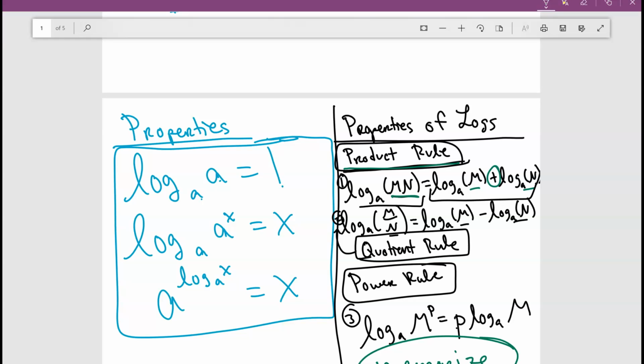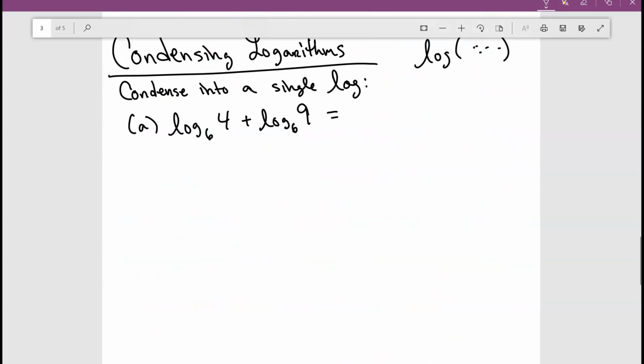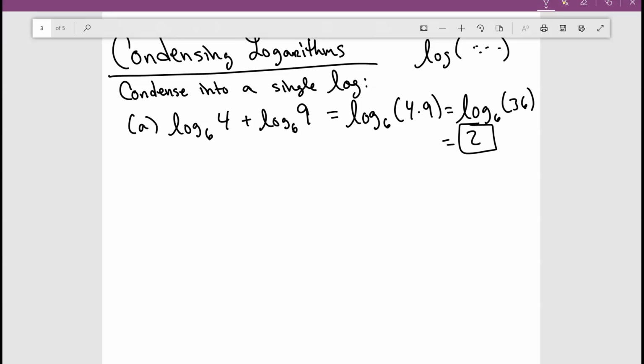Now we want to make it into one single log. So this addition is now going to turn into multiplication. So this is going to be log base 6 of 4 times 9, which is log base 6 of 36. Now, do we know what this is? Well, what should I raise 6 to get 36? That's actually just equal to 2. So the answer is just 2.